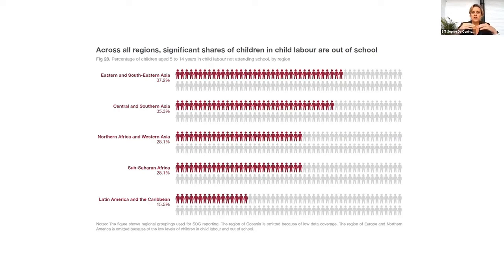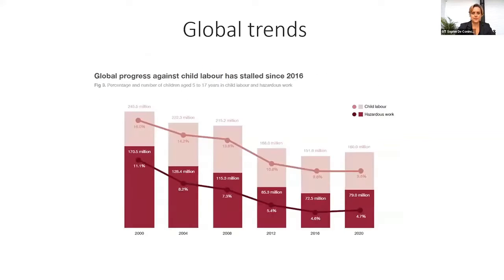But also when children in child labor combine work and school, we also have evidence that eventually they're at higher risk of just dropping out of school. So we have to be cautious about tolerating work of children below the minimum age. There are really implications also on their education.